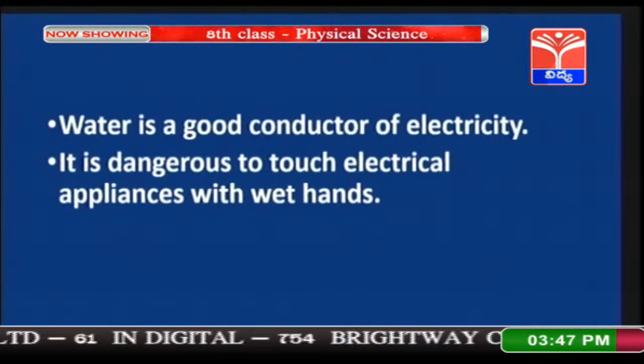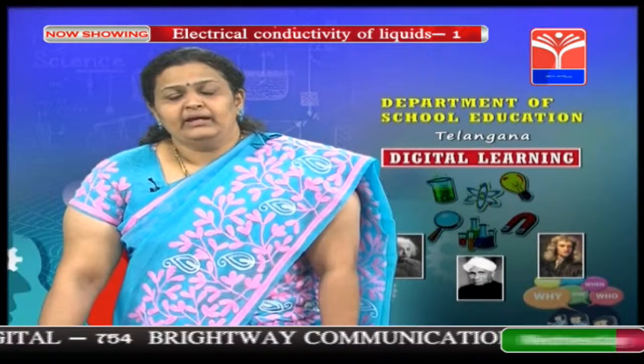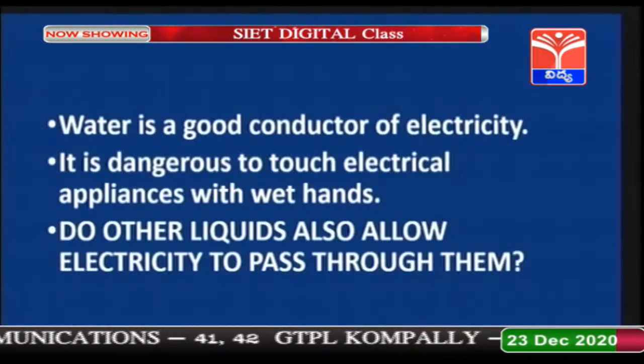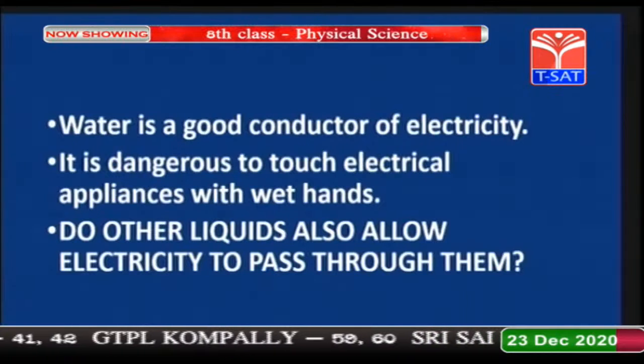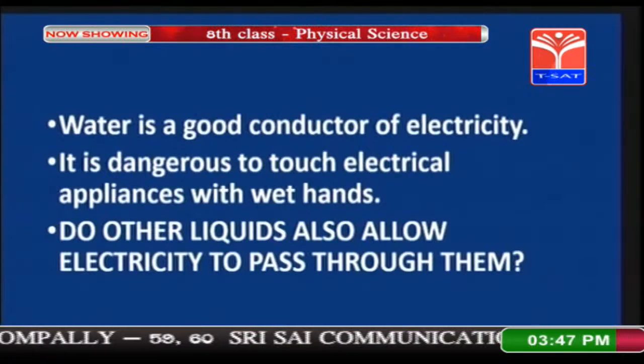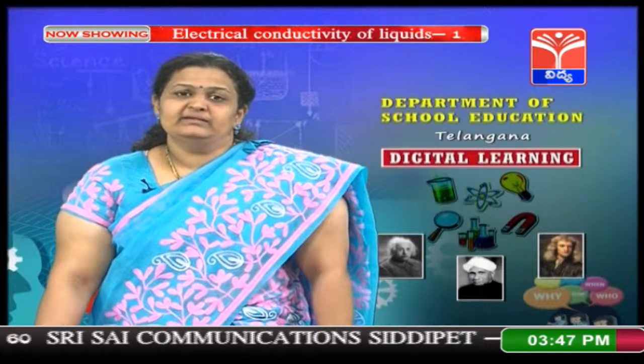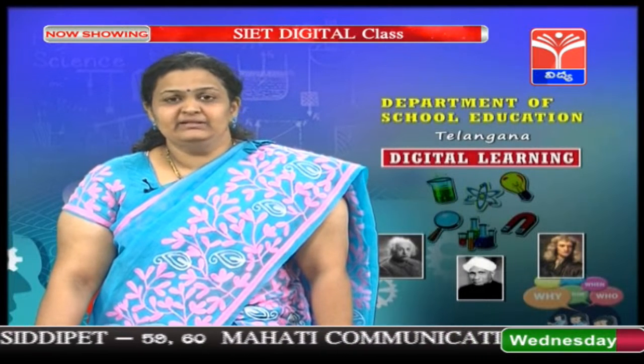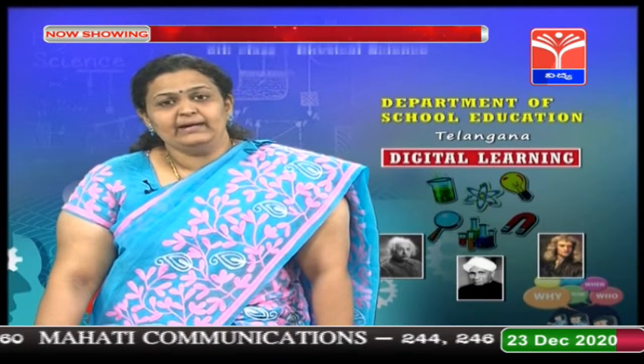Very, very dangerous, children. Then, like water is a liquid, what about other liquids? Do other liquids also allow electricity to pass through them? So, let us try to see this with another activity. So, children, observe the activity carefully and keep noting down whatever you are observing.